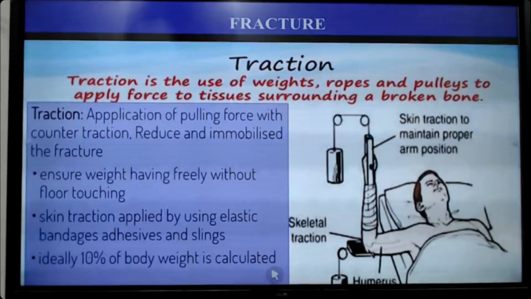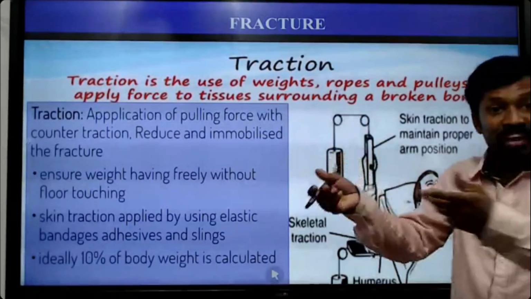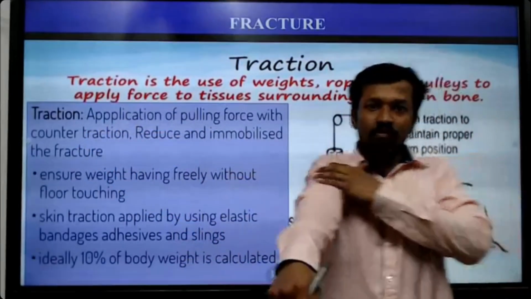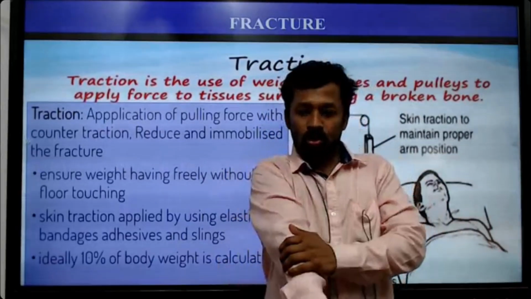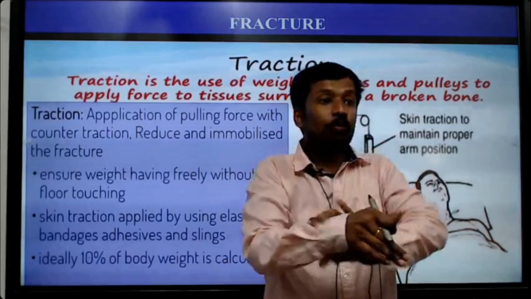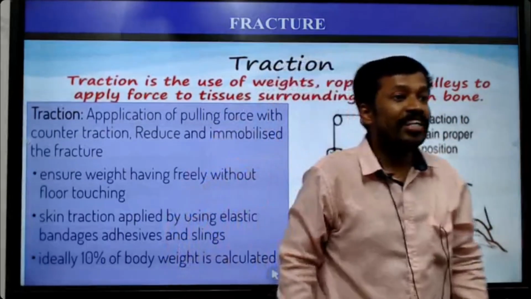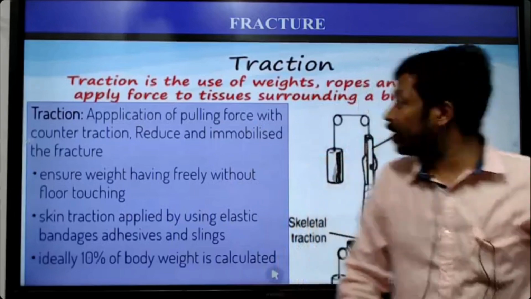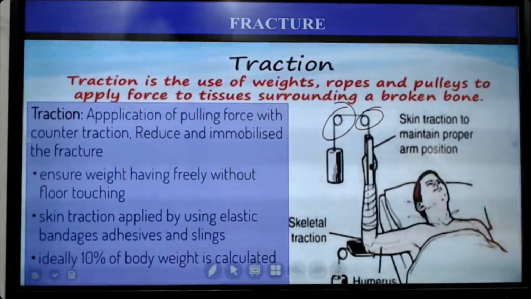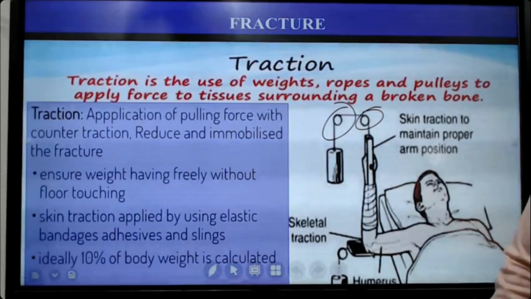Then tractions. What are the common tractions? Skin traction. Now, when we were doing reduction, we said traction and counter traction. The same happens here. For some fractures we keep pins or screws, and we have to apply a traction or pulling force for a longer time. For that we use weights along with pulleys. Got it? To reduce immobilization and to keep the pulling force, we apply tractions.